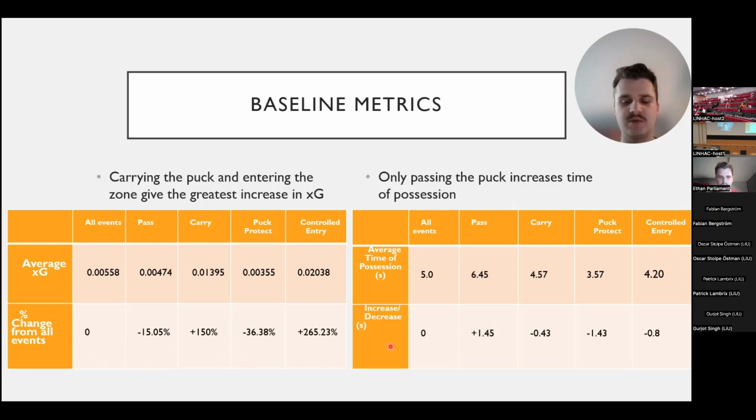A similar table on the right shows the average time of possession, again for all events, compared to each action taken. We see different results over here, where passing the puck will increase your average time of possession, whereas all other events will decrease it.